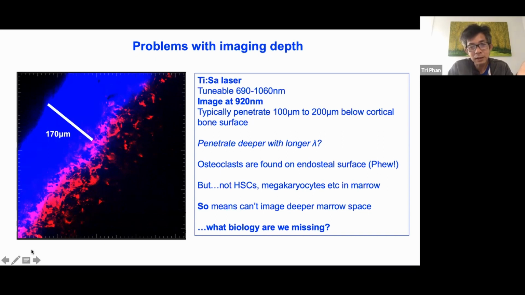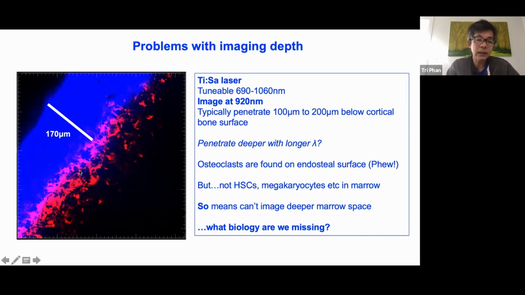And what that means is that, as you can see here, we can only penetrate typically about 100 to 200 microns below the cortical surface. And it may well be that with other lasers and longer wavelengths we could penetrate deeper. But for us, at least luckily, a lot of the biology that we're interested in, like the osteoclasts, reside on this bone surface here. The dormant cancer cells that we're interested in reside on this dormant surface here, and the long-lived plasma cells, we think, also reside in the same place.